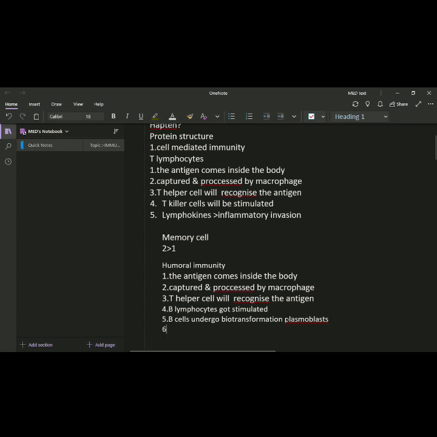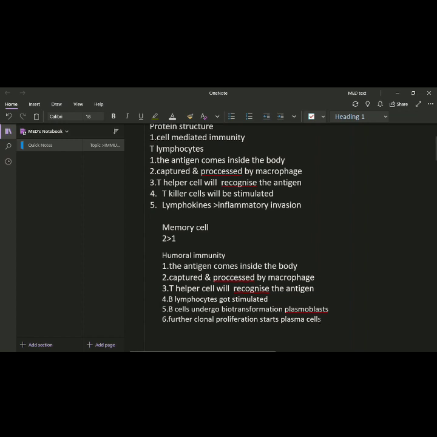Further clonal proliferation of the plasmablasts starts, and they will form plasma cells or plasmocytes. Now these plasma cells will produce specific antibodies.